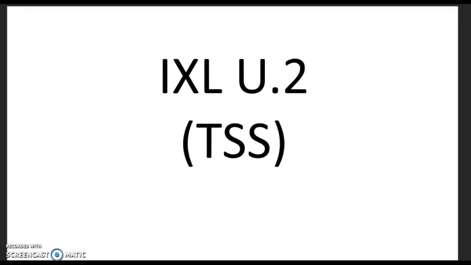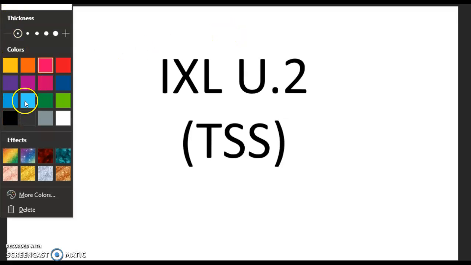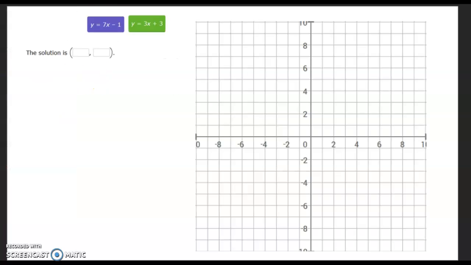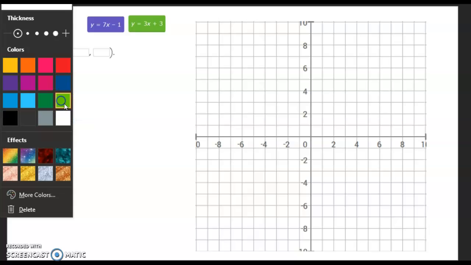This IXL goes over U2, which is TSS. All right, so let's do 2 examples. In this one, it is asking for you to graph a system of equations. I kind of grabbed the bottom of it. It gives you 2 different ones that it wants you to graph, and basically, it wants you to see where they meet. So I'm going to show you how to do that.